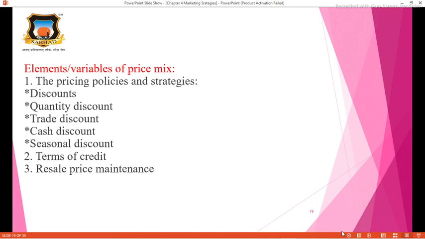The next is resale price maintenance. Resale price maintenance is a practice whereby the manufacturer or a distributor recommends the price and or the profit margin at which the downline channel members will sell a product. It is a policy of establishing a minimum resale price below which a wholesaler or a retailer may not sell the manufacturer's products. Resale price maintenance is designed to prevent excessive cost cutting by the intermediaries and the consequent reduction in their profit margin.